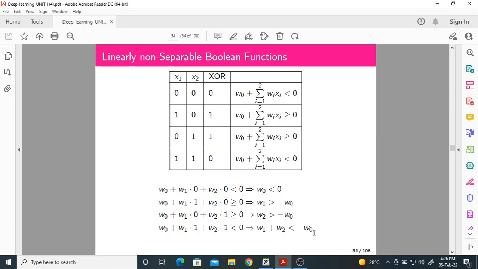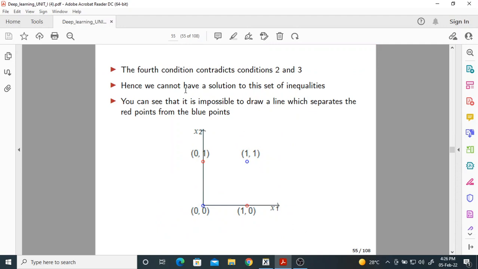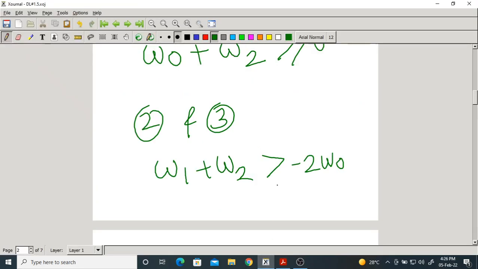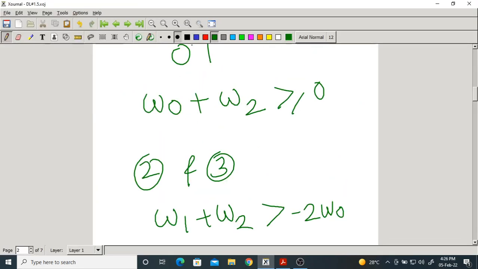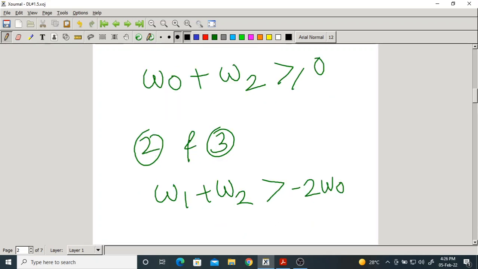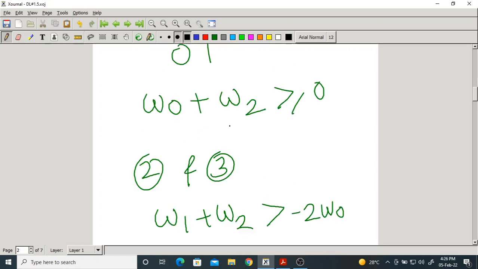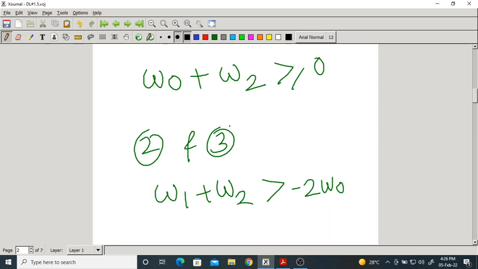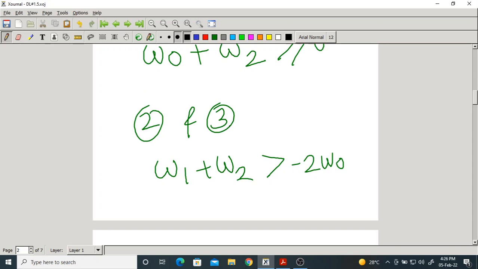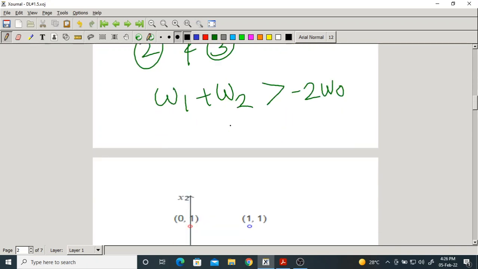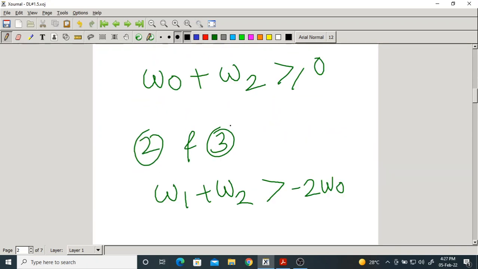Which means, what is happening here? The fourth condition contradicts the second and third conditions. Are you getting what I am saying? So the inequalities are contradicting themselves. The second and third say W1 should be more than minus W naught and W2 should be more than minus W naught. But what does the fourth inequality say?